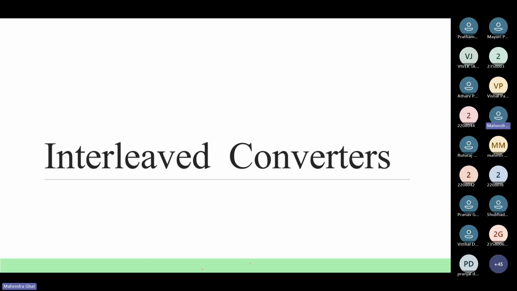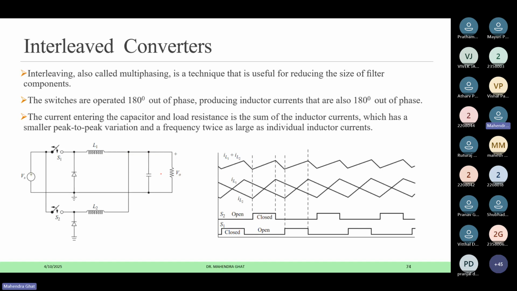One of the practical aspects is interleaving. Interleaving means we connect two or more converters in parallel. If we connect them in parallel and adjust their operations, then we can get lower ripple as compared to what a single converter will have. That is called interleaving of the converter. One example of interleaving is buck interleaving.